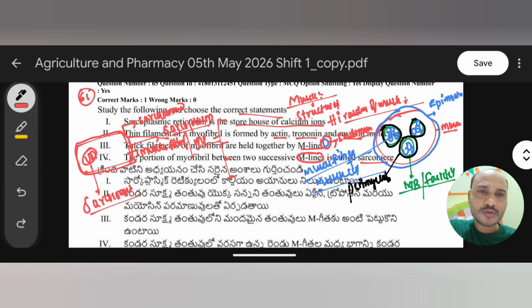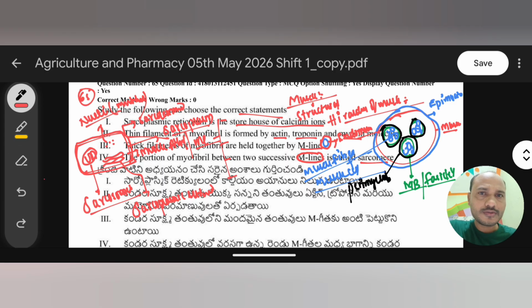It contains its own endoplasmic reticulum, called sarcoplasmic reticulum. And remember, these muscle cells are multinucleated. So in the multinucleated condition, the nucleus is called nuclei. So these are the internal structures of the muscle fiber or muscle cell.